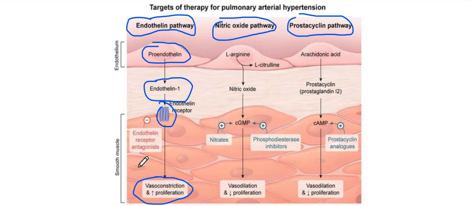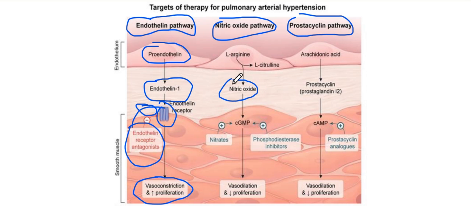At the same time, we also discuss how we can prevent the development of pulmonary hypertension through this pathway. For this we use the endothelin receptor antagonist. These act there, so that they prevent pulmonary hypertension. The second pathway is the nitric oxide pathway, that causes the formation of nitric oxide.